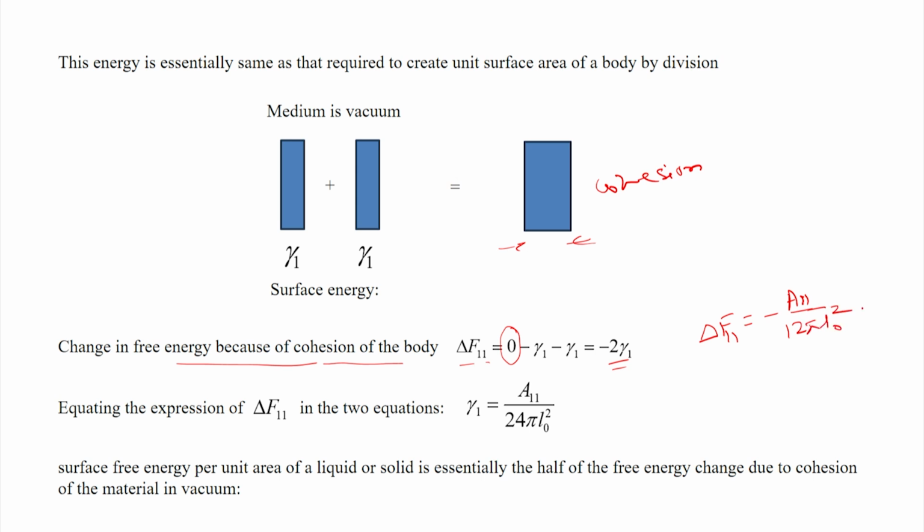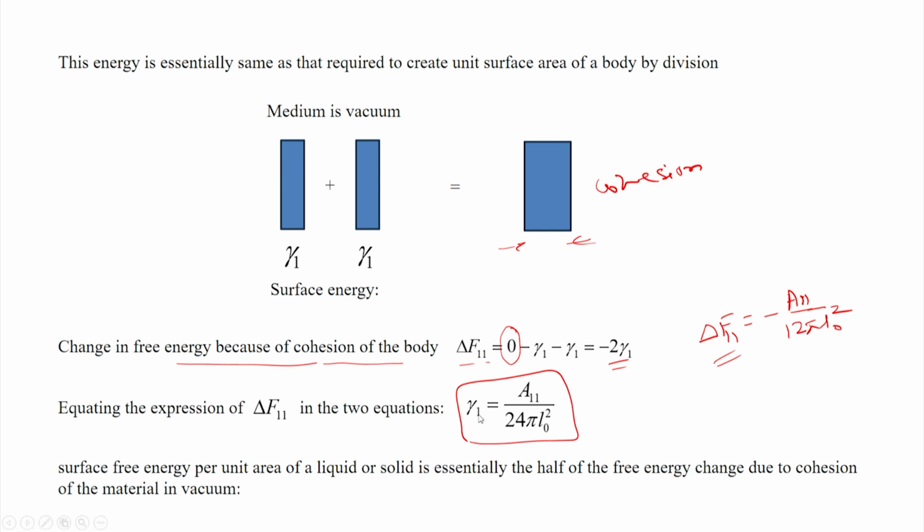So, since these two quantities are equal, this gamma 11 can be written as A11 divided by 24 pi L0 square. So, surface energy, this is the energy that is per unit area. That is what we define with this Hamaker constant. The way it is defined, it would also be energy per unit area. And so, the Hamaker constant unit will be joule, and since it is divided by L0 square, the delta F11 will be energy per unit area.